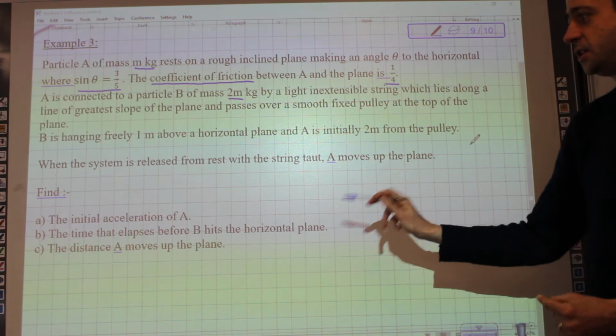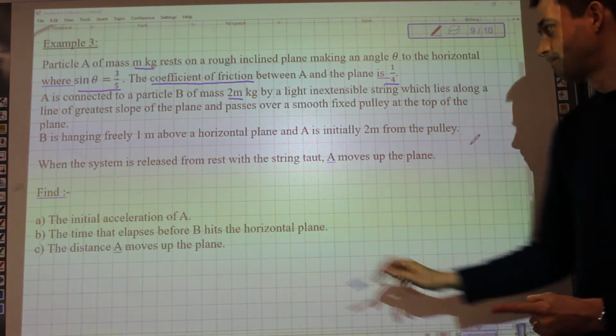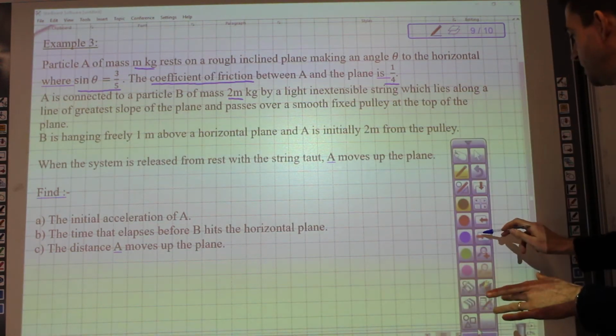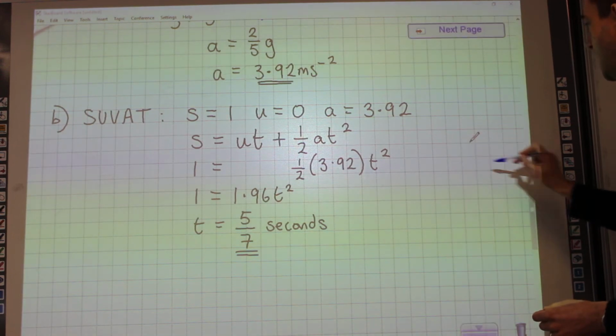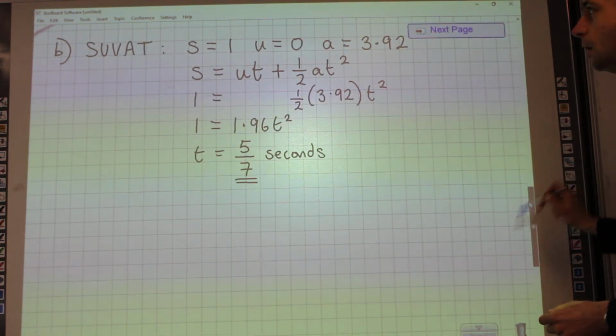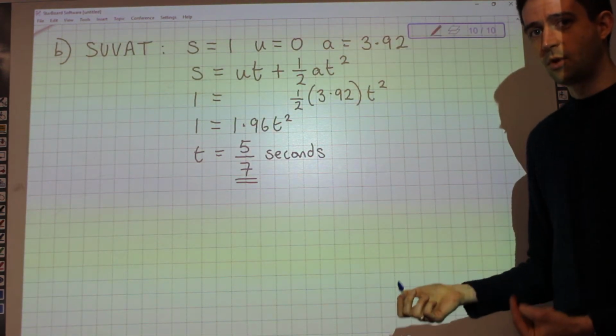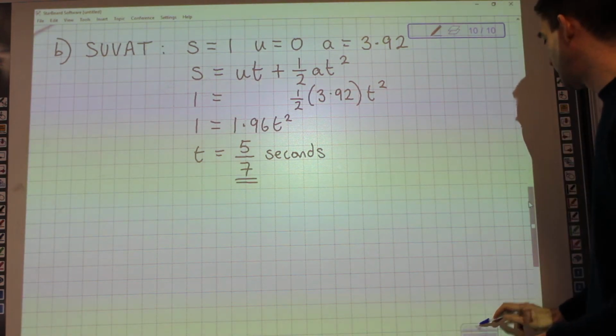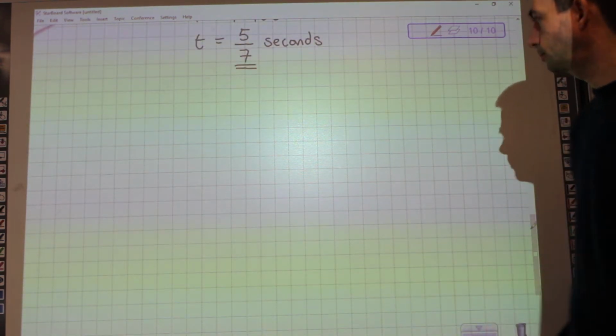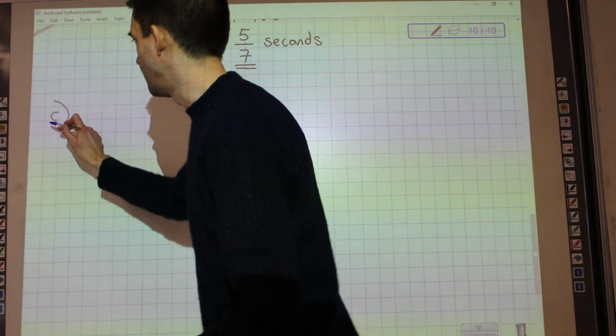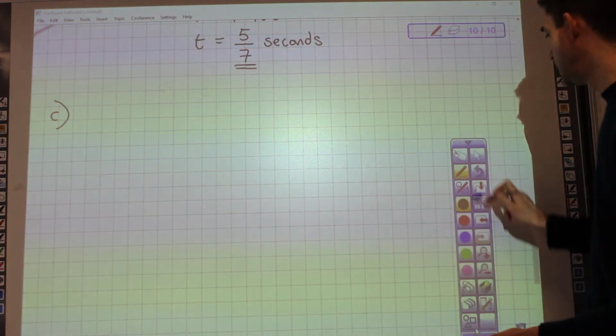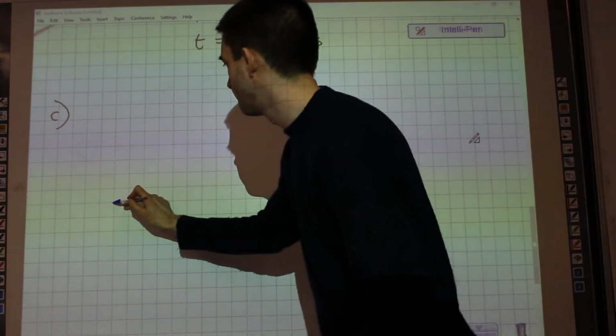Part C, the distance A moves up the plane. What we've got to consider now is what happens to A when B hits the ground. Well, I'm going to draw out a new system for this. Because what will happen to A when B hits the ground is that its acceleration will change.